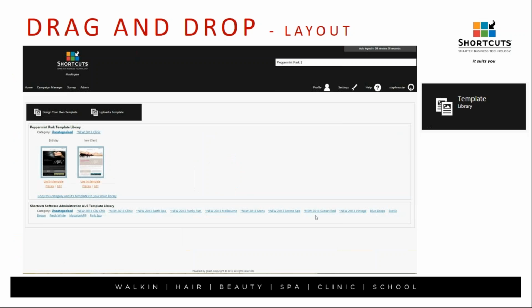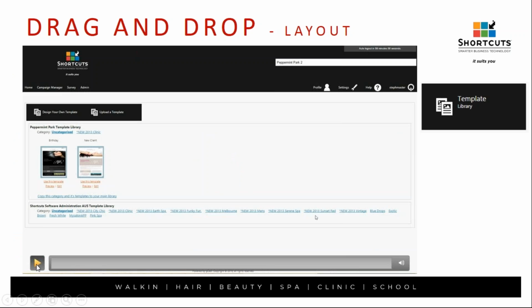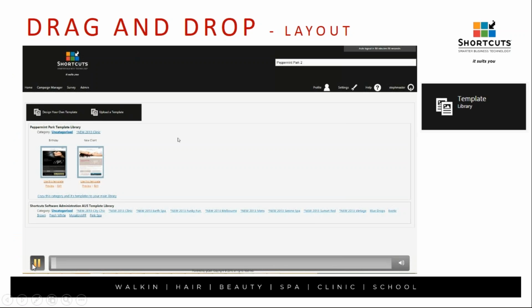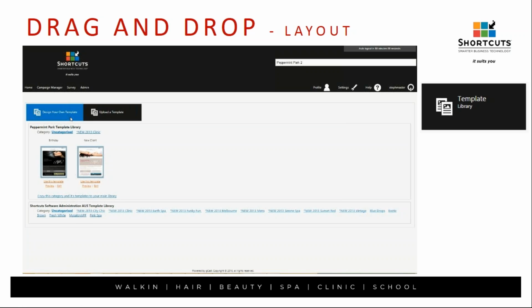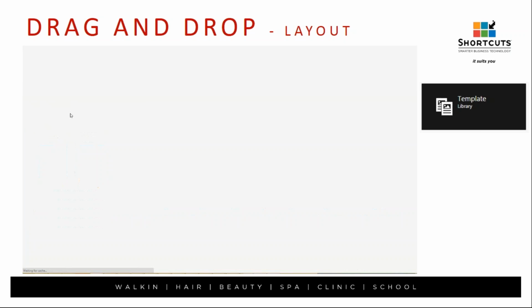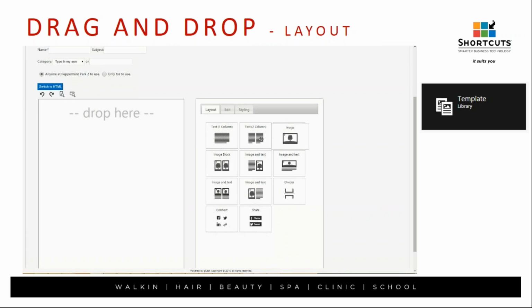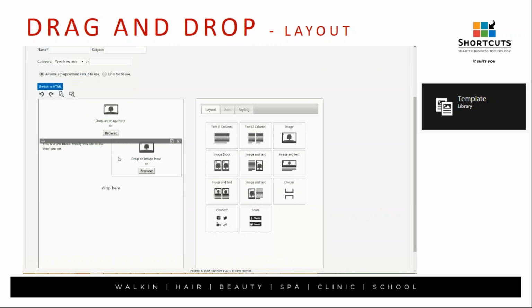So just to take us back, I'm going to show you a quick video here as well. We've already gone into the admin section, so we're now ready to go ahead and create our template. Once you design your own template, you can then build it by dragging the different areas across the left hand side. There's no specific order that these need to go in. You can choose whichever order you want them to fall into.